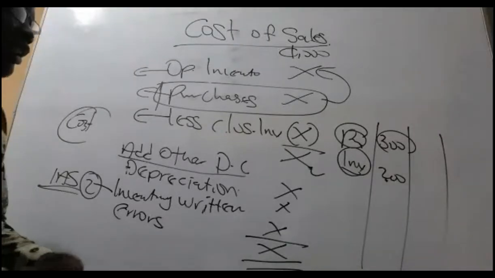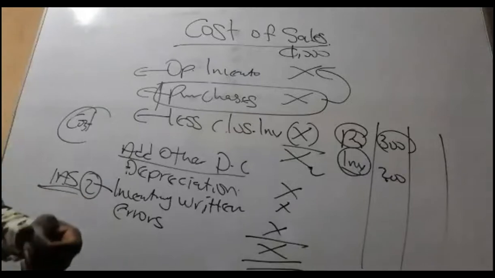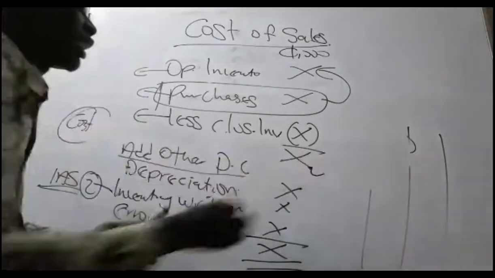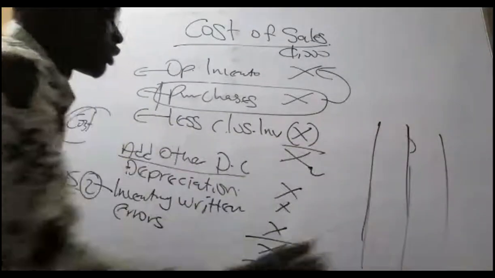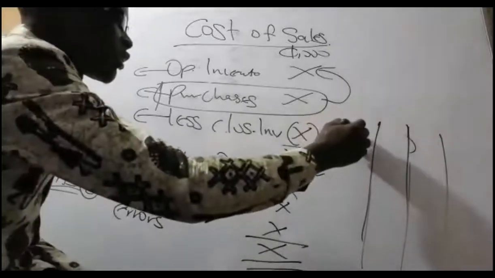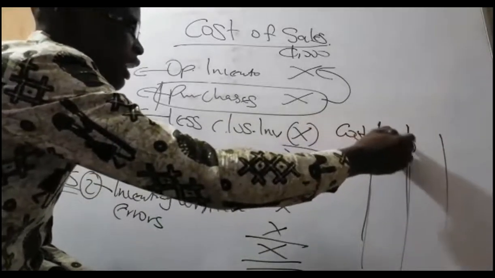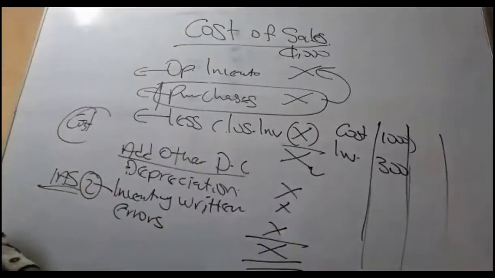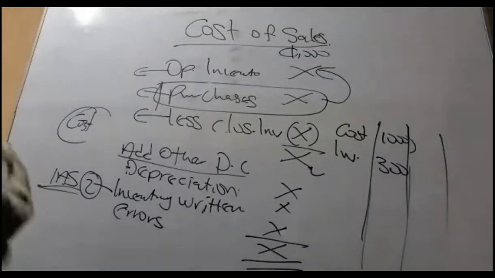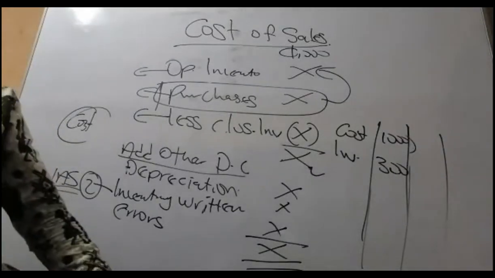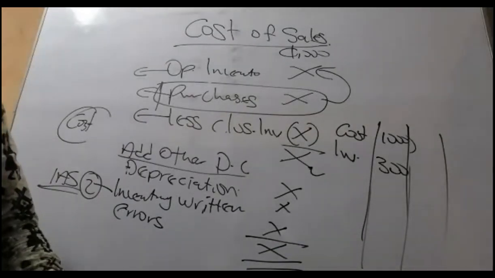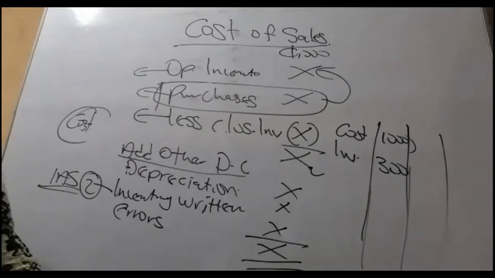Good. Then, on the other hand, if you see cost of sales, maybe 1,000 Ghana cedis, then the inventory figure given to you is the closing inventory. So cost of sales and closing inventory are also very good friends. Then fine. So that is it.